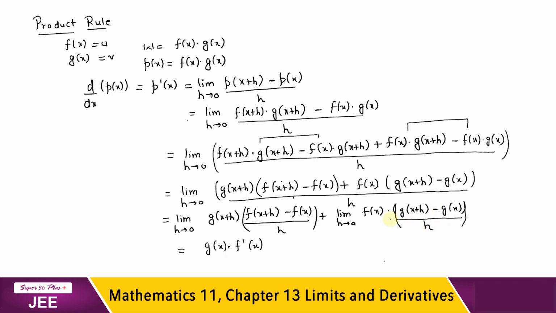g dash x multiplied by f x. Hence proved that the derivative of the function which is the product of two functions, that is f of x into g of x, is nothing but equal to f dash x into g x plus g dash x into f x. So we have proved the product rule using first principle. I hope everybody is able to understand till here.